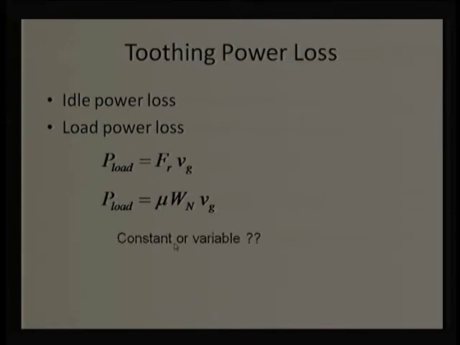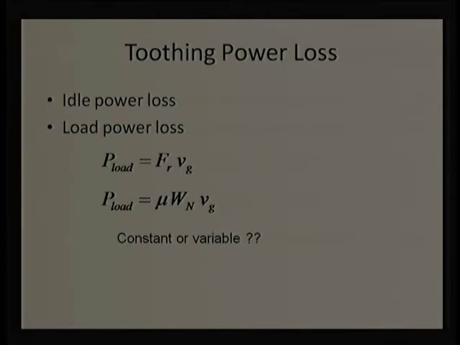Another thing is whether this mu will remain constant or not, whether Wn will remain constant or not, whether Vg will remain constant or not. In the actual case, mu is highly variable and will change with the radius of curvature. It will depend on the geometry and on the normal load, and Vg is the sliding velocity. That sliding velocity itself will change continuously.